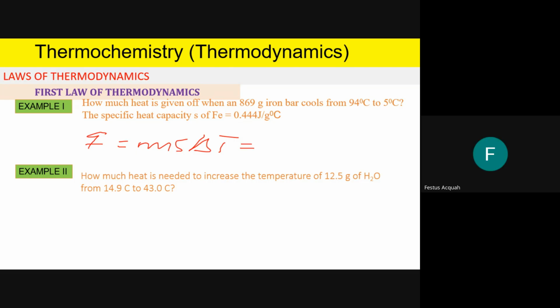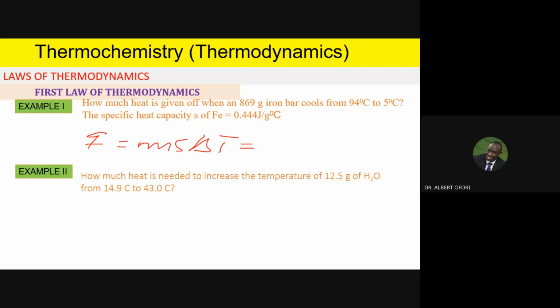With regards to the change in temperature, the change in temperature is from 94 to 5. So change in temperature is final minus initial. That's why we got the negative. In example 2, which one is the final? The final will be 43.0 degrees Celsius. Okay, go ahead.